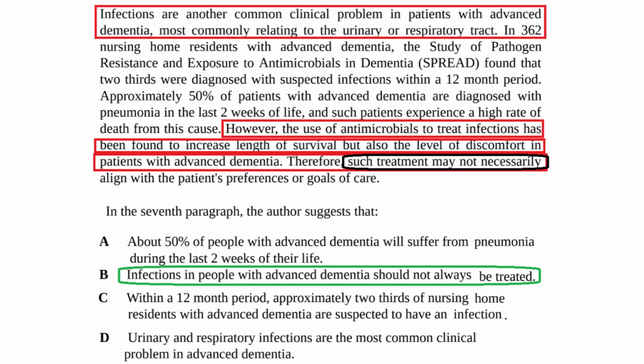In contrast, option B aligns with the author's discussion of the use of antimicrobials in treating infections in advanced dementia patients. The passage raises concerns about treating infections in this population, given the potential increase in discomfort and the fact that such treatment may not align with the patient's preferences or goals of care. This aligns with option B, suggesting that infections should not always be treated, highlighting the need for a more nuanced approach to care in these cases.